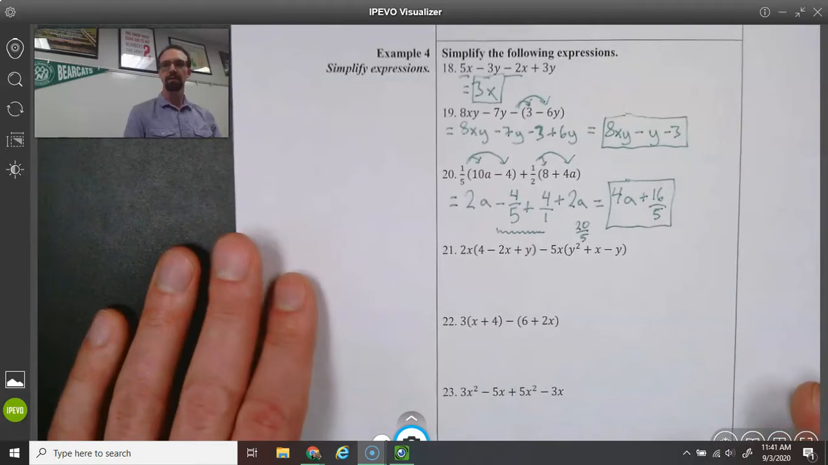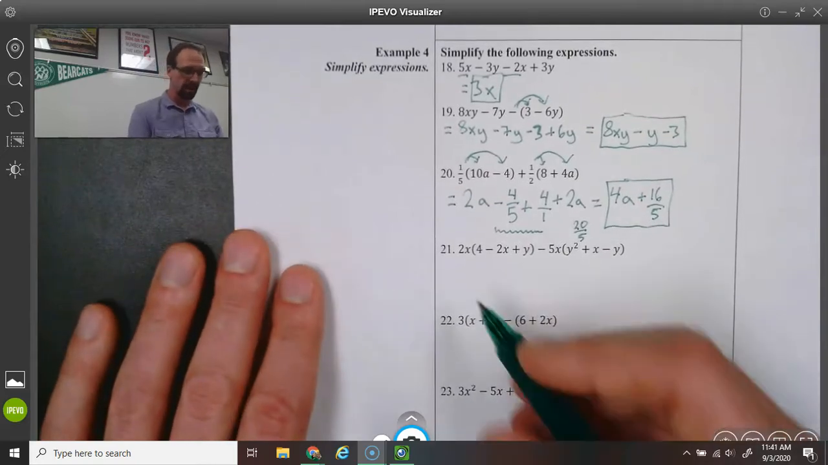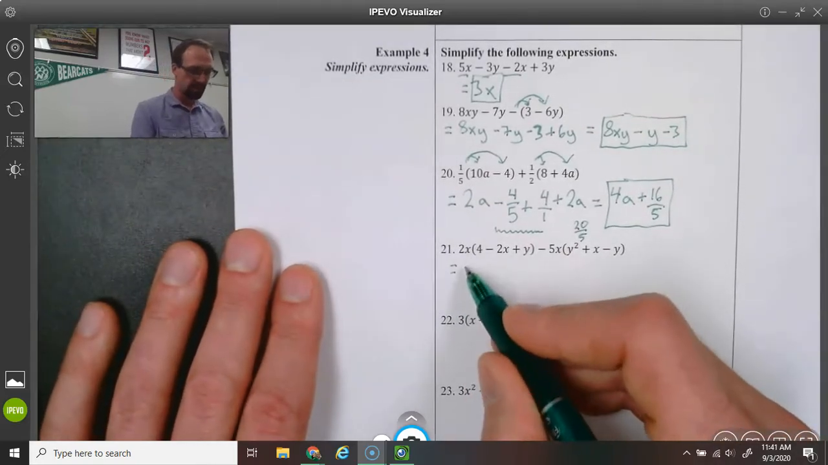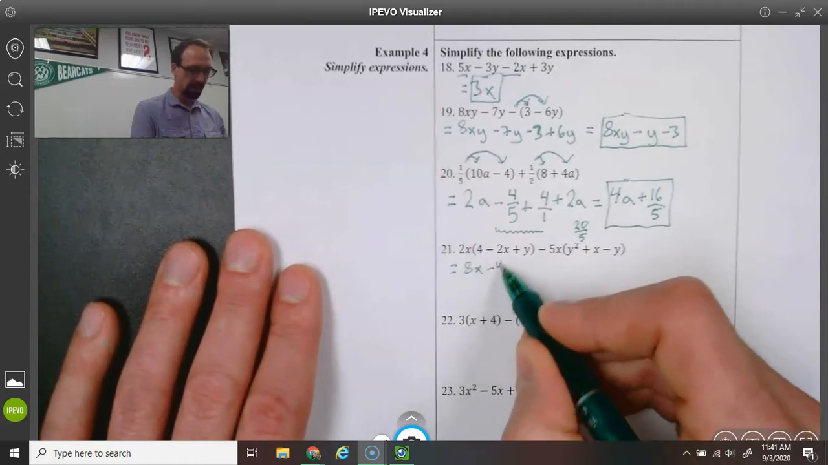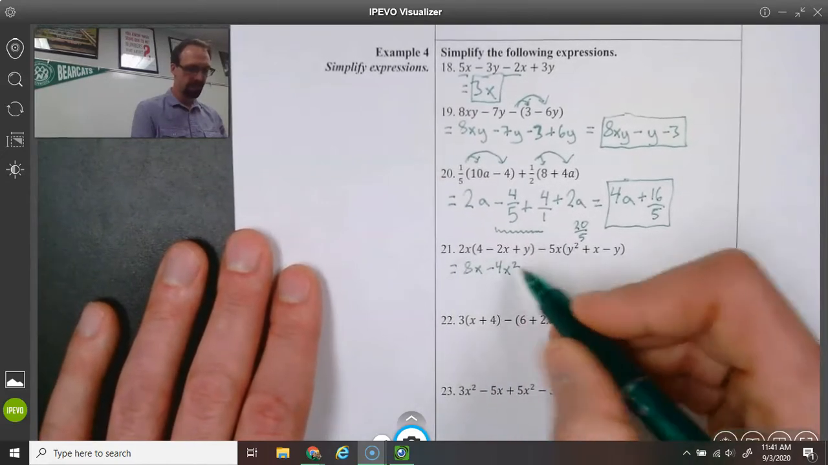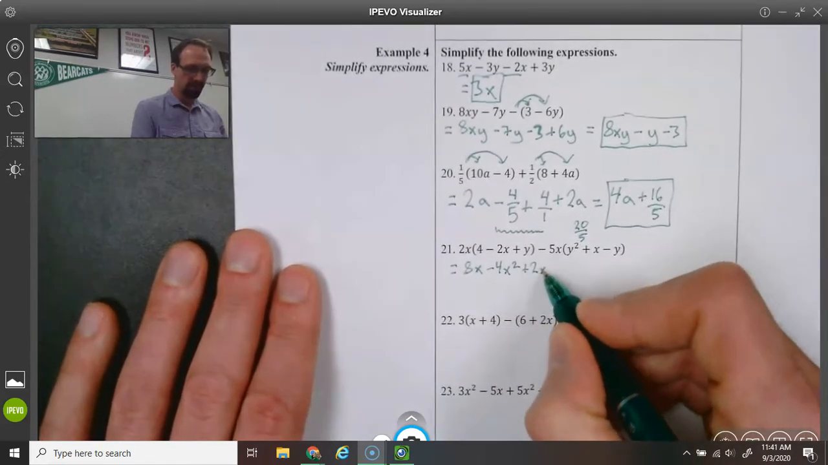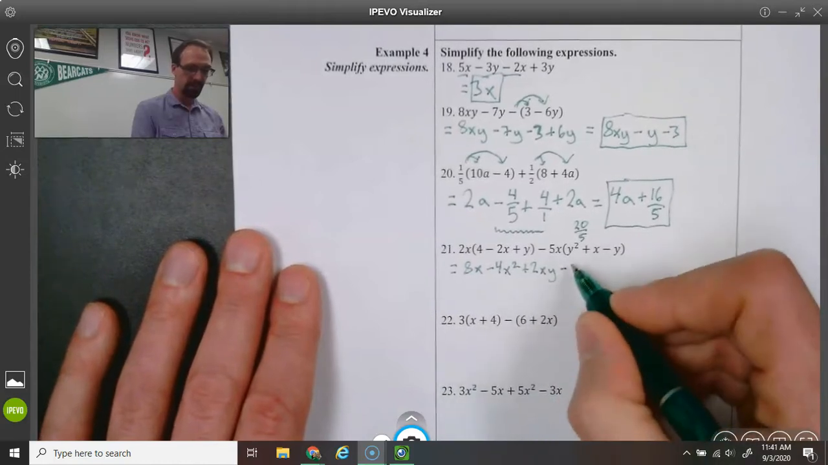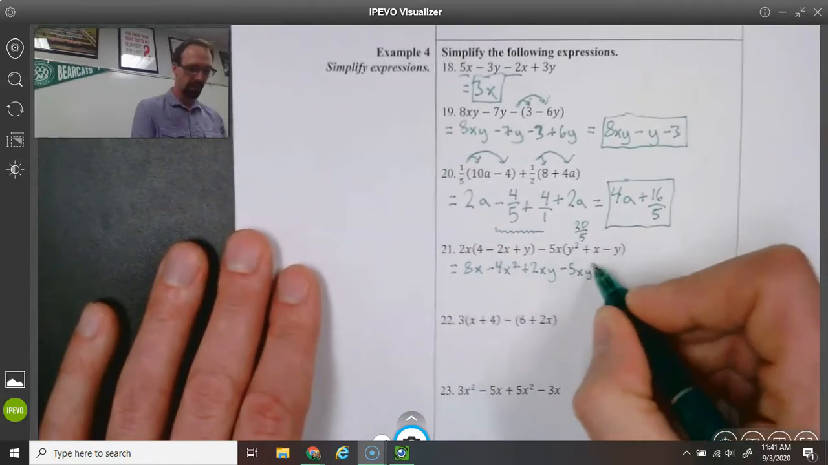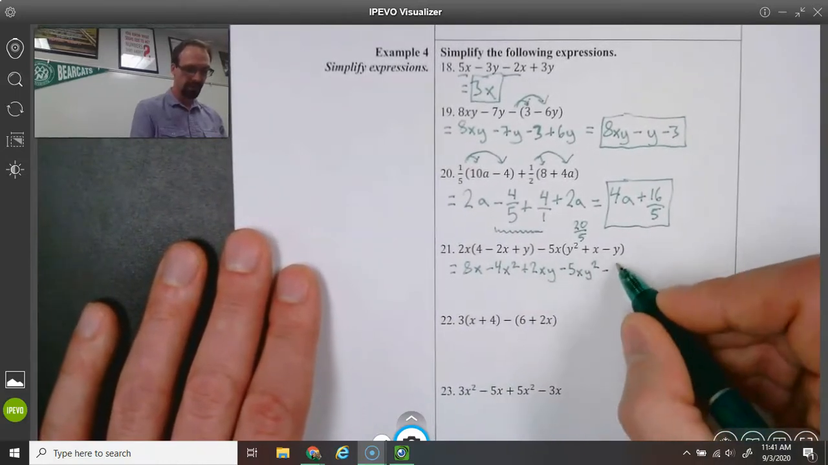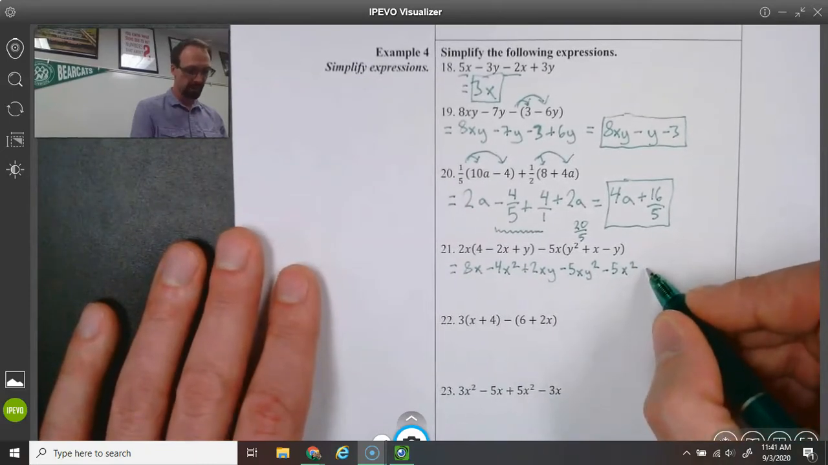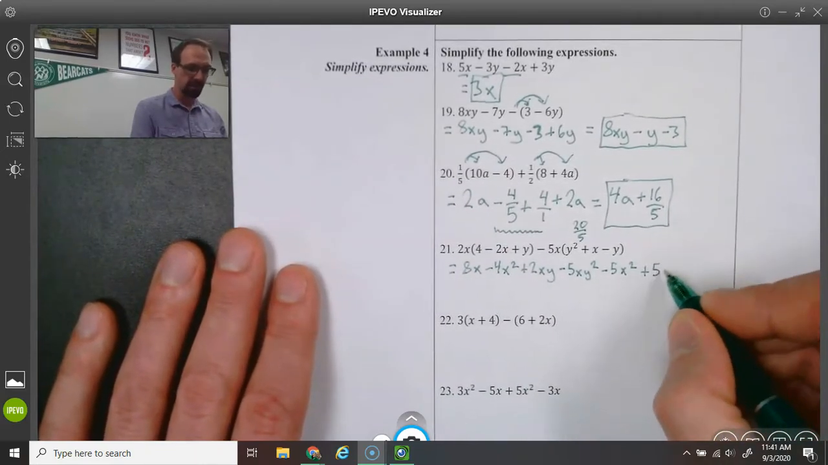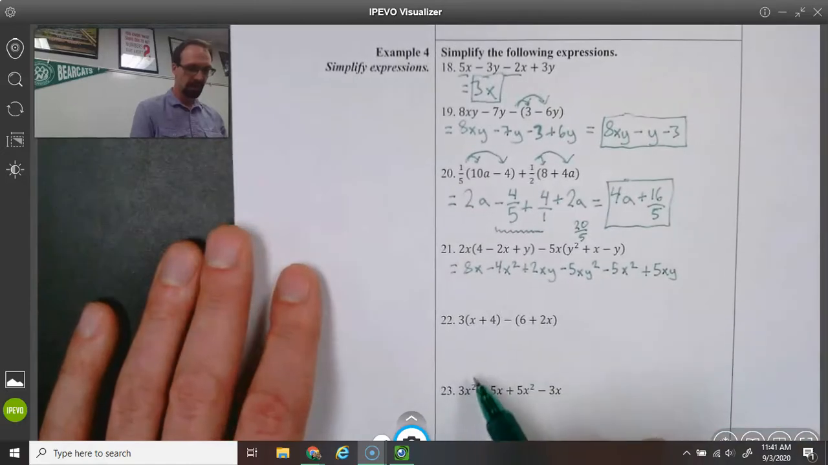Now for this next one, I'm doing a lot of distributing and then combining like terms. So this will give me 2x times 4 is 8x minus 4x squared plus 2xy minus 5xy squared minus 5x squared plus 5xy. Now I can combine like terms.